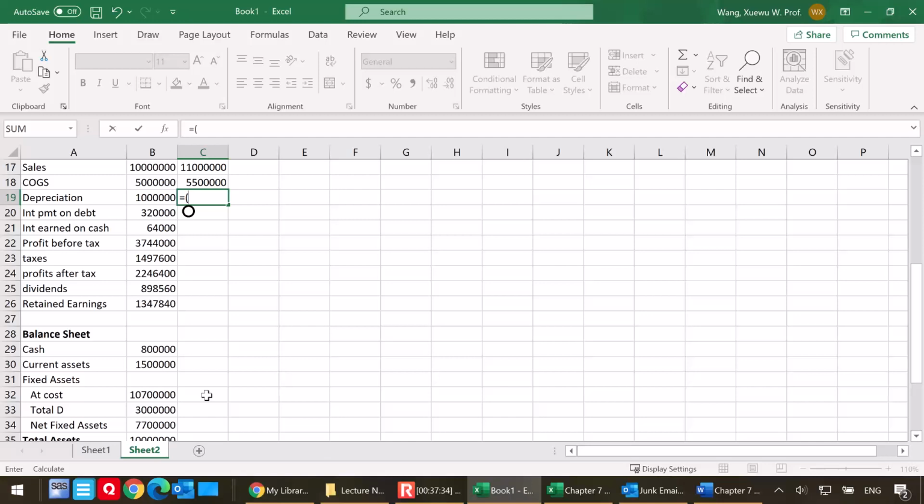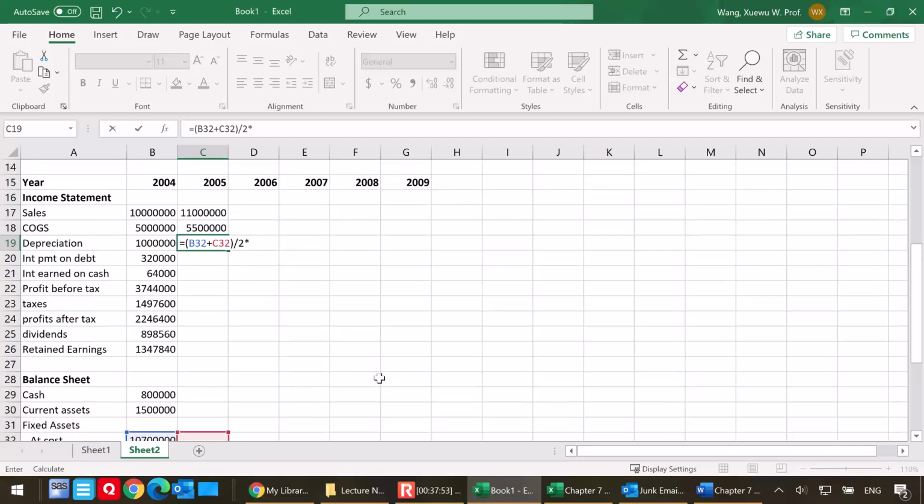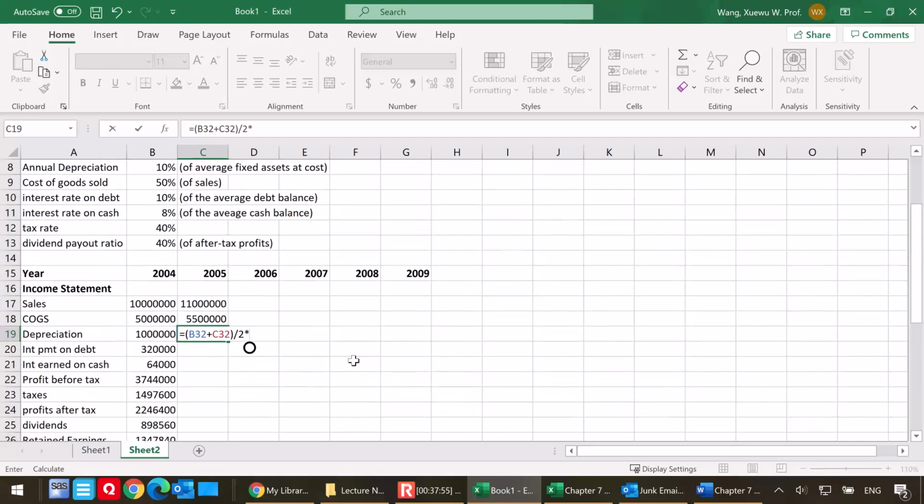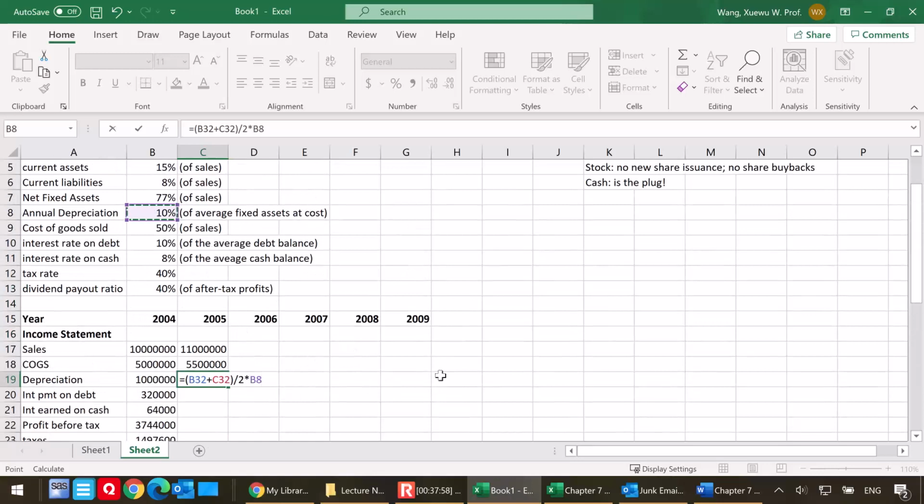So I'm going to look at the fixed asset cost for 2004. I'm going to add the fixed asset cost for 2005. Even though there's nothing there, don't worry. I'm going to divide this by 2. So this is the average fixed asset at cost. And I'm going to multiply this by the 10% depreciation rate. All right. So let me lock down the 10% here as well. So that is the depreciation formula for 2005.